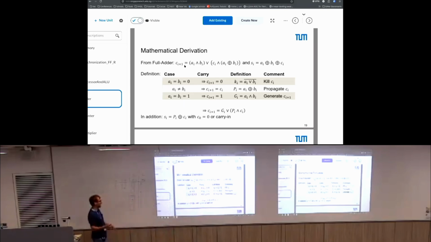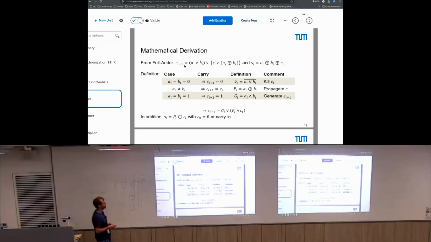Then we have the second case where A and B are unequal. So that's the case here, that's the case here. And what we see is, we don't have a carry, so we also don't have a carry at the output. But what happens if we have a carry in? Then we see, okay, we have a carry at the output. So what happens? The carry of the input just propagates to the output. So as soon as A and B are unequal, we have a propagate of the carry.